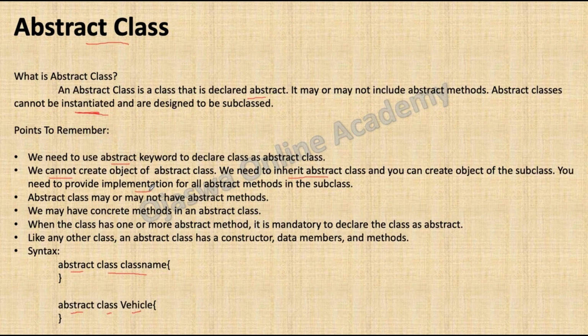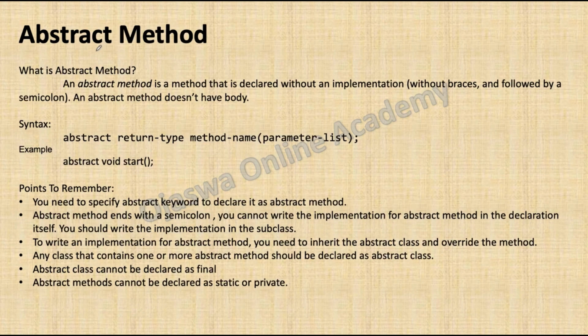You need to provide implementation for all abstract methods in the class. That means there might be some abstract methods which are just declared but not implemented. So you need to provide implementation for all abstract methods in the class. Abstract class may or may not have abstract methods. We may have concrete methods in an abstract class. When the class has one or more abstract methods, it is mandatory to declare the class as abstract. Like any other class, an abstract class has a constructor, data members and methods. Now let us see what is abstract method.